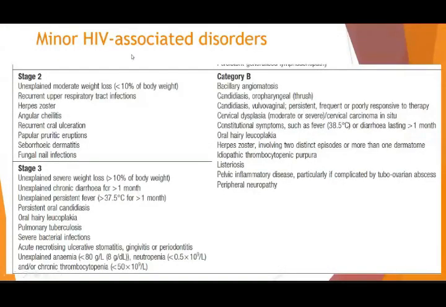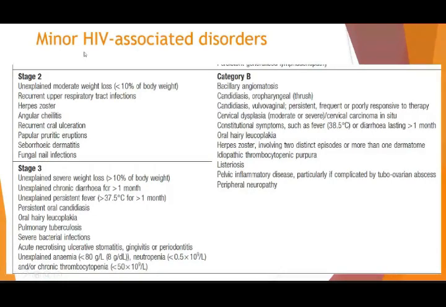What about the minor HIV-associated disorders? These are considered minor. They may develop during the later stage of clinical latency. So we have stage 2, stage 3, and category B. These two stages are according to the WHO and according to the CDC, the American Centers for Disease Control and Prevention, and this is according to the WHO. You have a look at them, and you are not required to know them in detail.